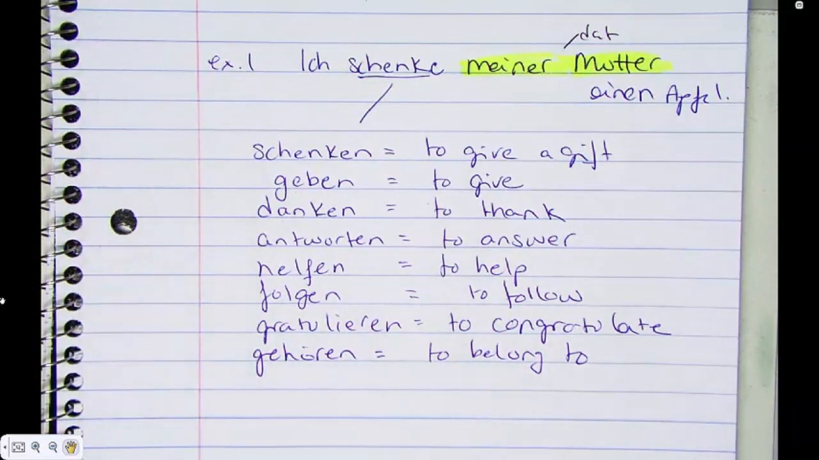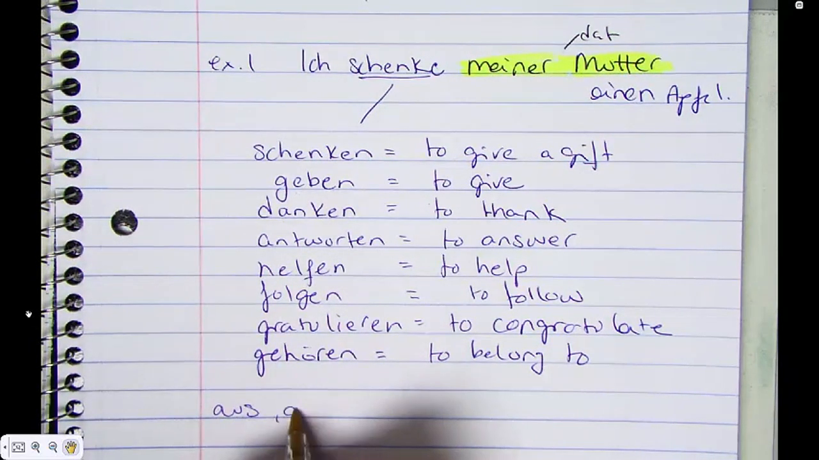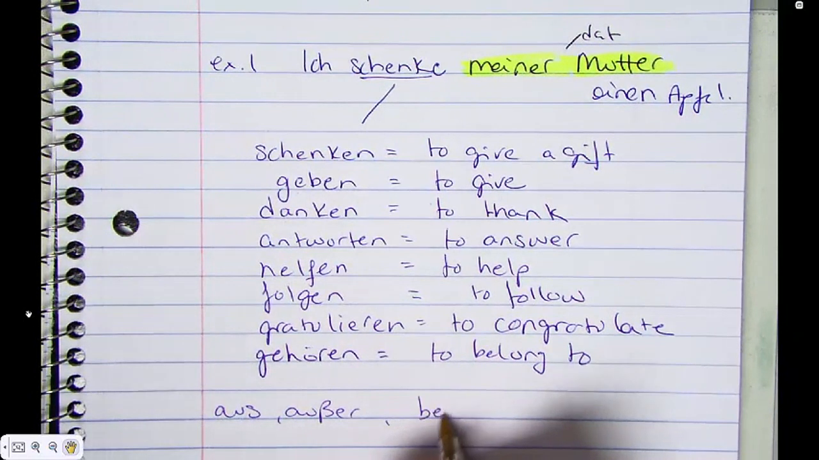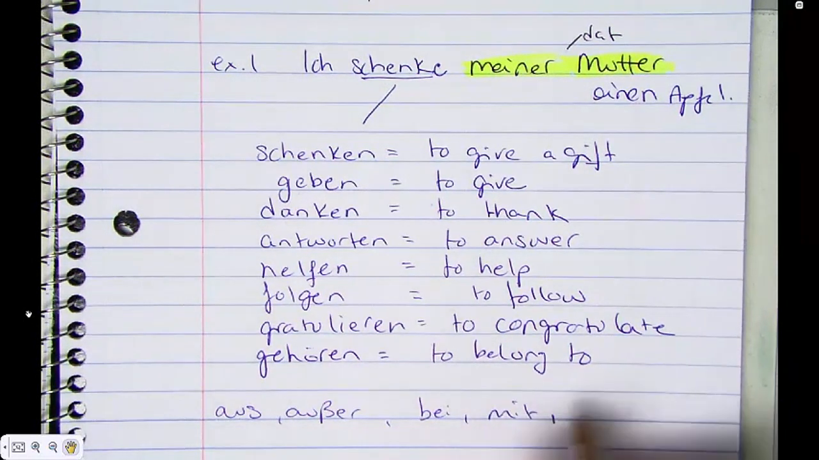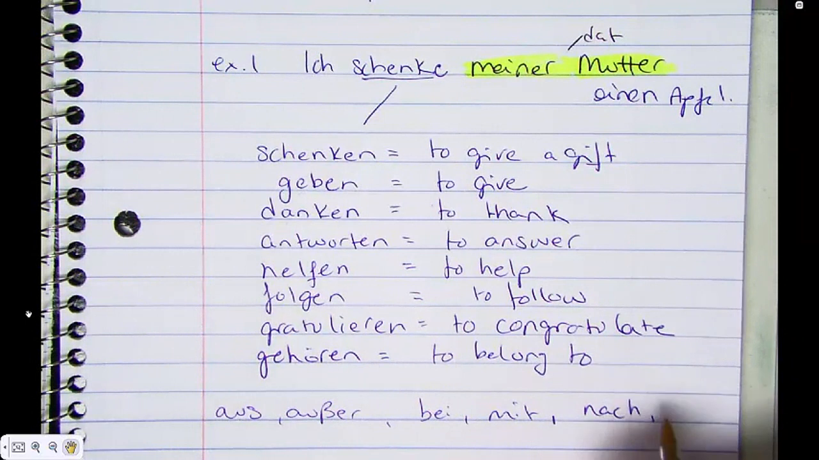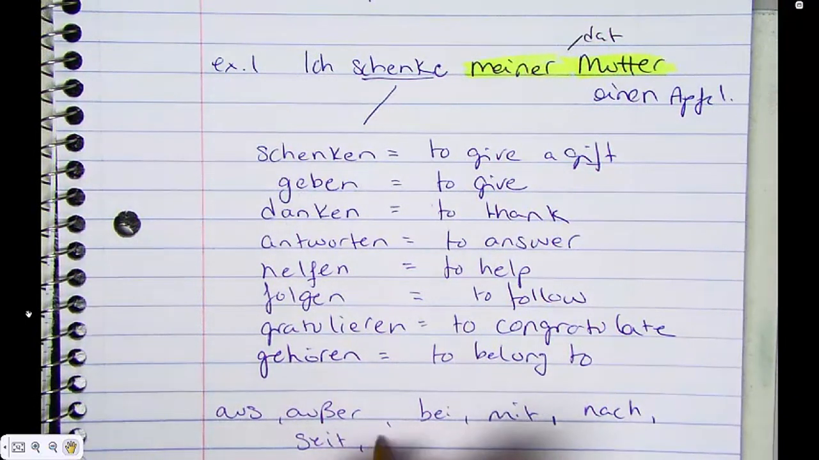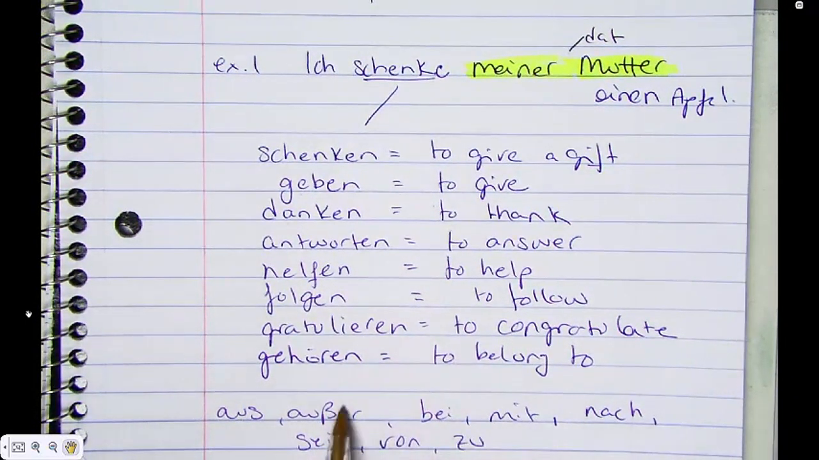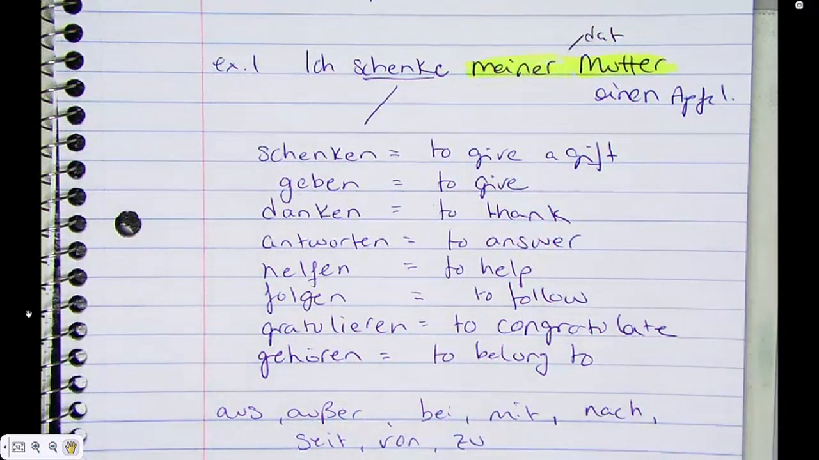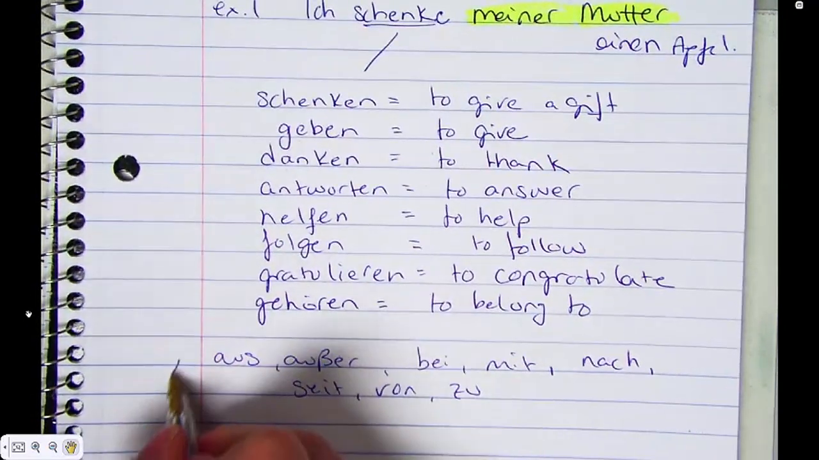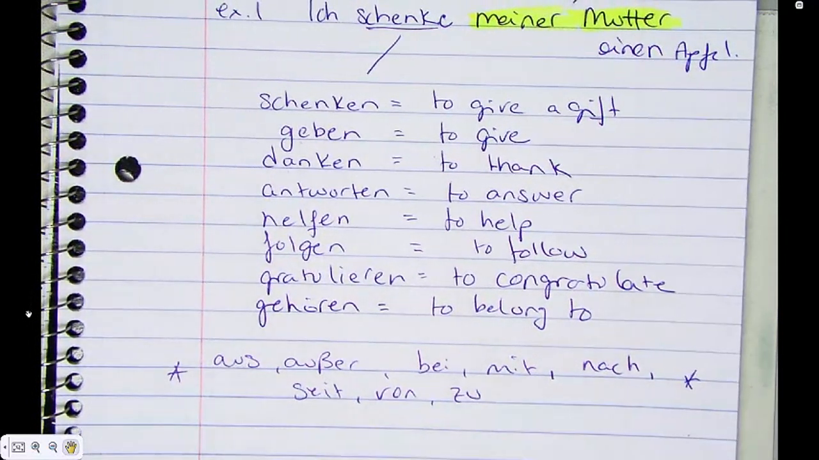Okay, then lots and lots of prepositions. If you don't remember the little song, außer bei mit nach Zeit von zu. So we've got aus, außer, bei, mit, nach, Zeit, von, and zu. 1, 2, 3, 4, 5, 6, 7, 8. Ha, I guessed right. So those were your little prepositions that you had that take the dative case.